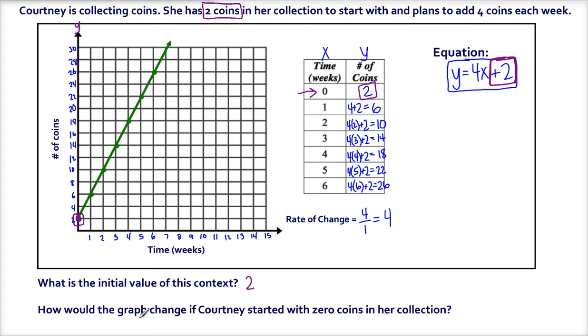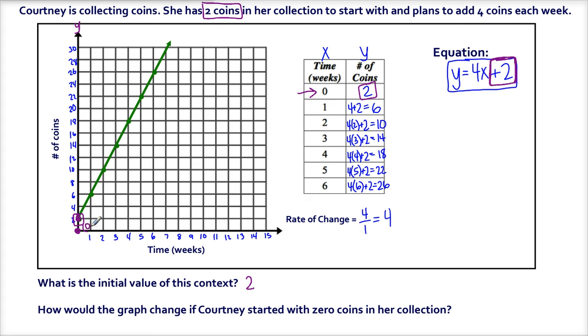Finally, let's see what happens if we change the initial value. So it says, how would the graph change if Courtney started with 0 coins in her collection? So we're looking at the graph and we're wondering, how would this line change if she started with 0 coins? Well, that means the beginning point would be right here at the point (0, 0).